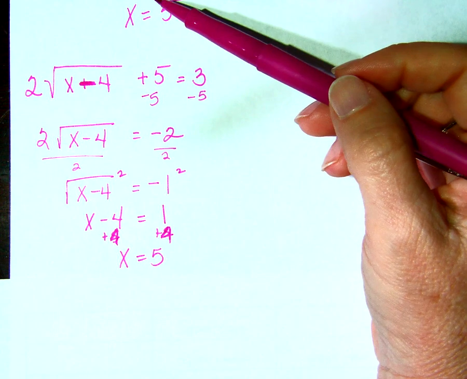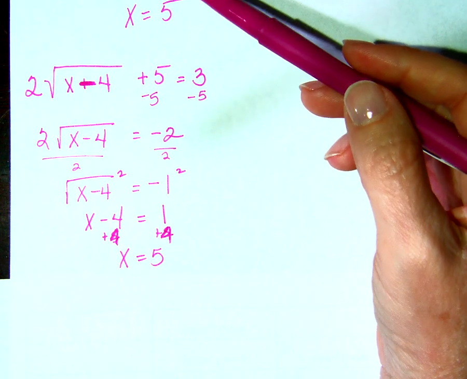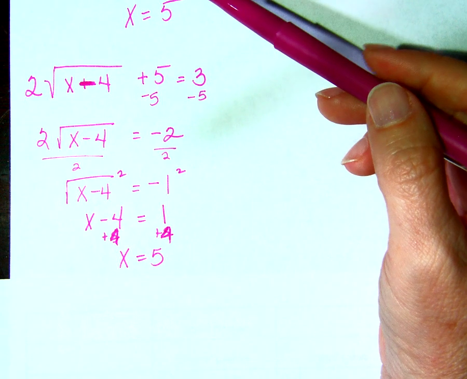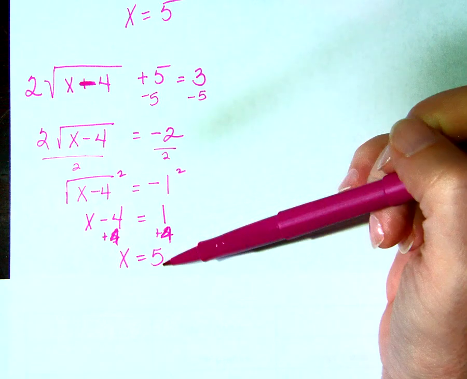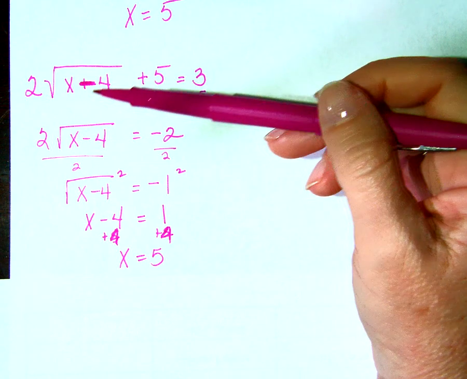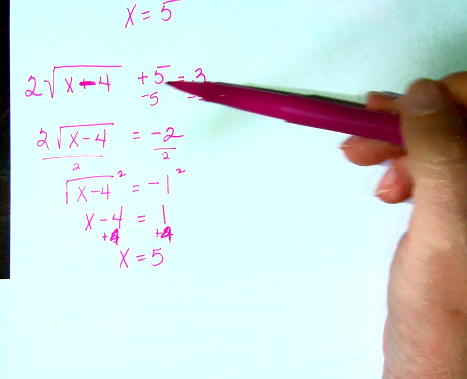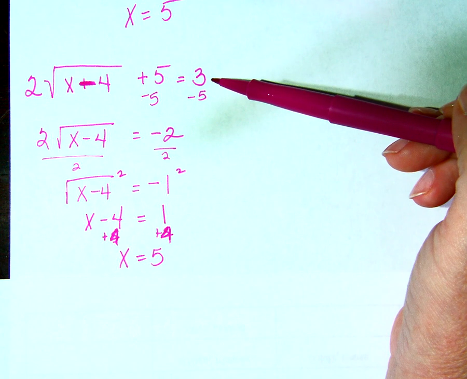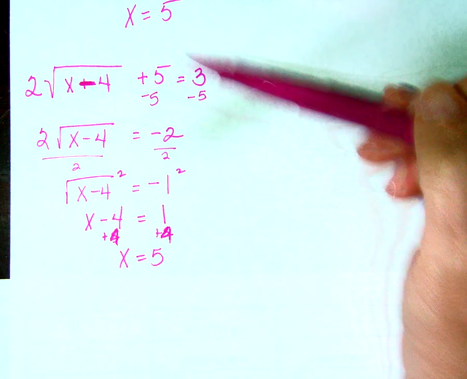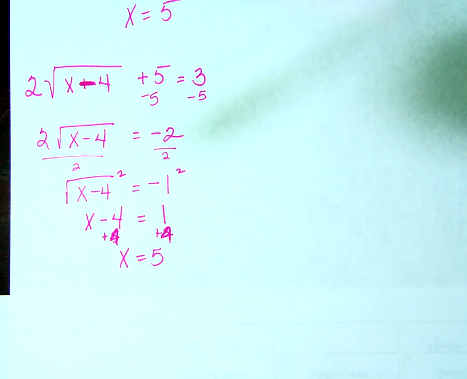Remember what I said up here on this one? We should plug it in and check it? Because so we could be positive. And I said, is that really that important? And you said no. 5 minus 4. 1. Square root of 1. 1 times 2. 2 plus 5 does not equal 3, does it? Did we do anything wrong except me messing up here at the bottom, but we fixed it? Did we do anything wrong?